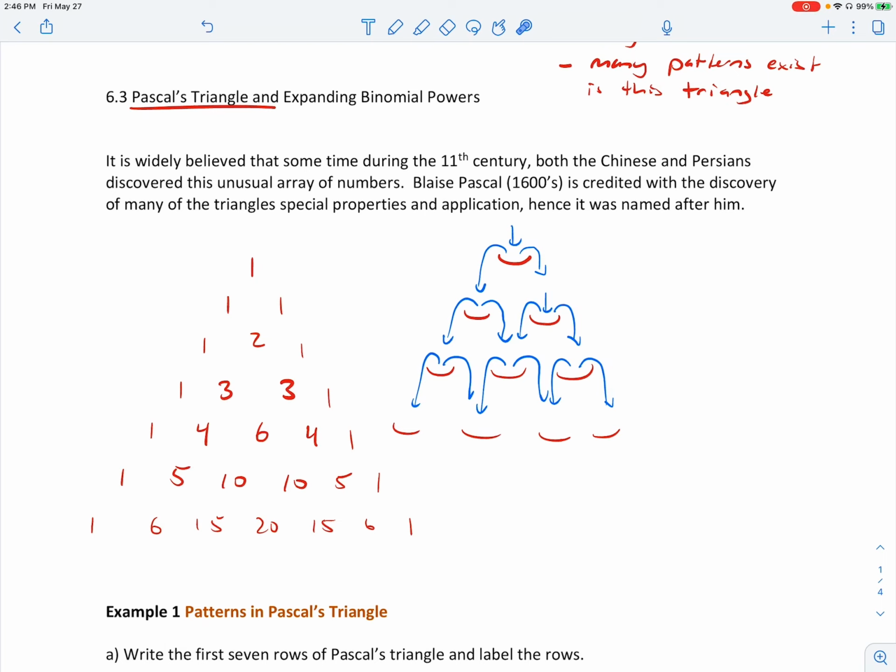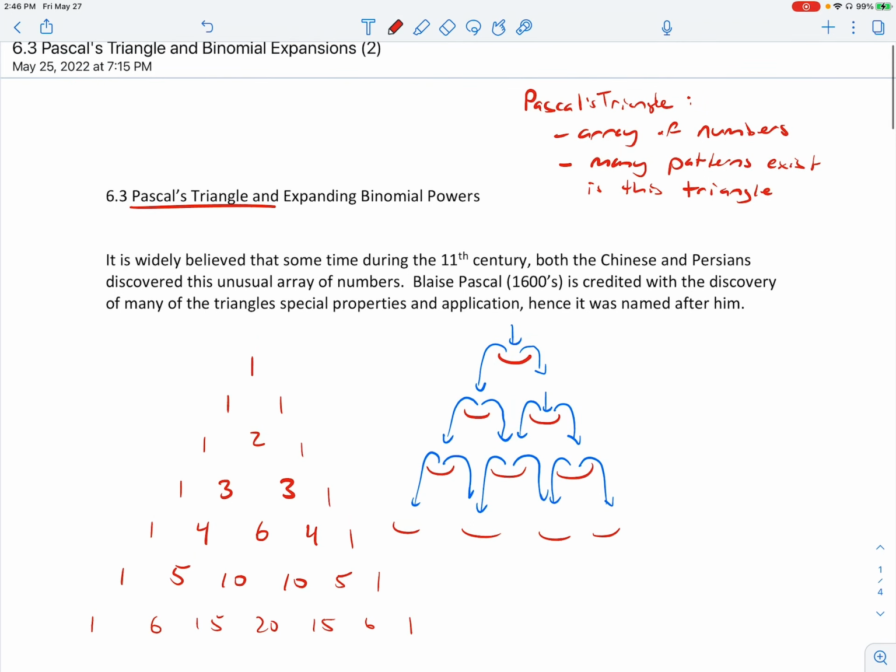There are actually a lot of really cool patterns that can be found within this triangle. And some of them also have useful applications. One of these special applications, which we'll add right here, is to be able to do binomial expansions.